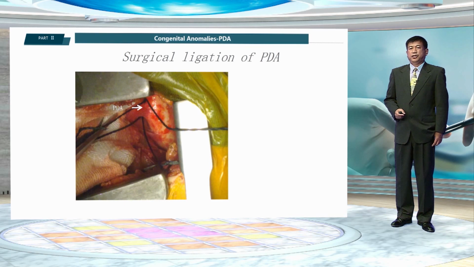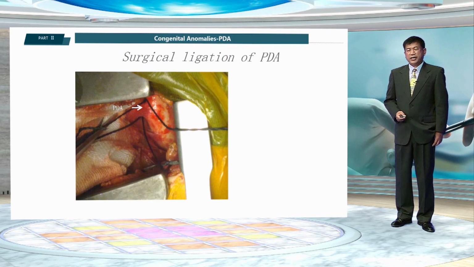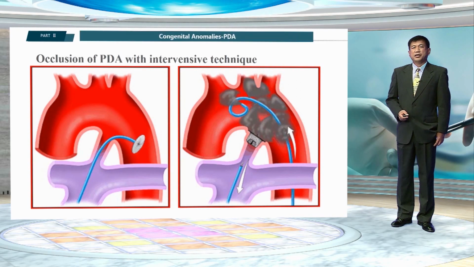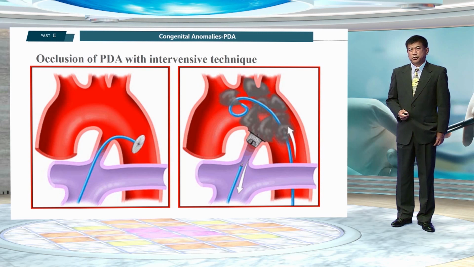Previously, the closure of a PDA was done by surgery. This photo was taken 15 years ago. At the time, surgery or surgical ligation was the only option for the disease. As technology advanced, now we have a new method to close the PDA. That is the occlusion with an occluder interventionally. Because there is no incision, the method is more popular than the surgical ligation.